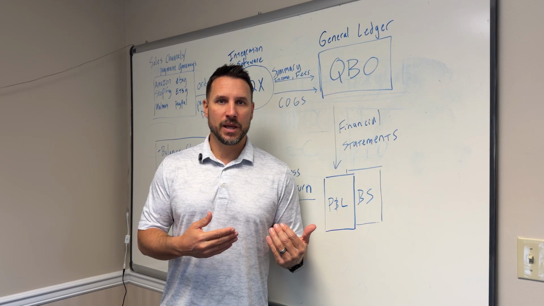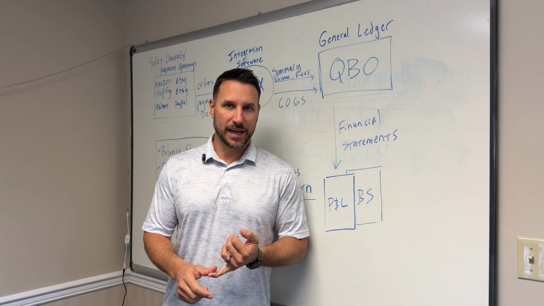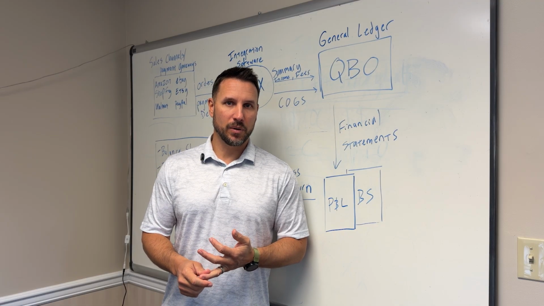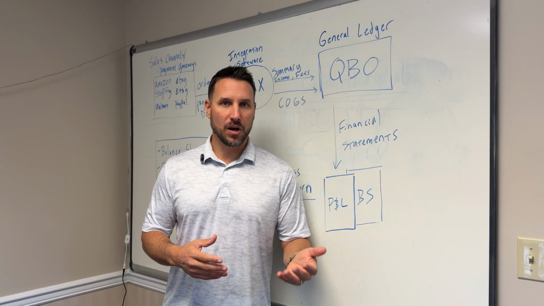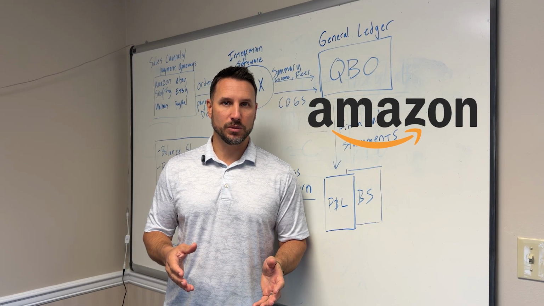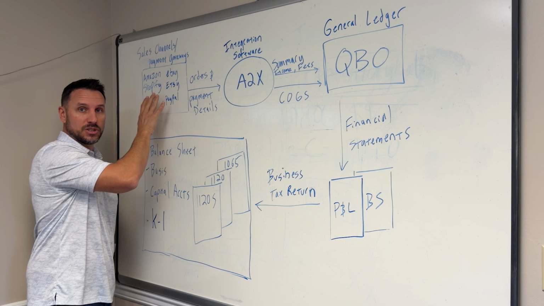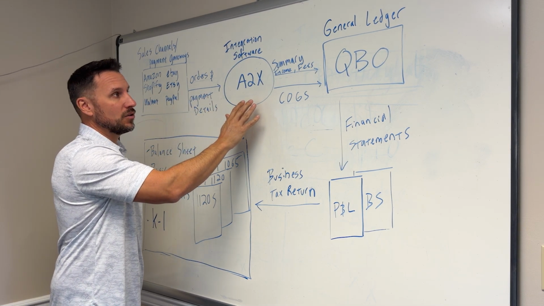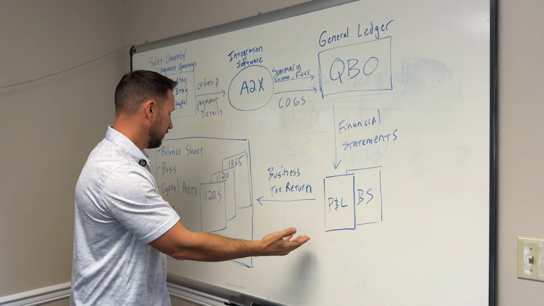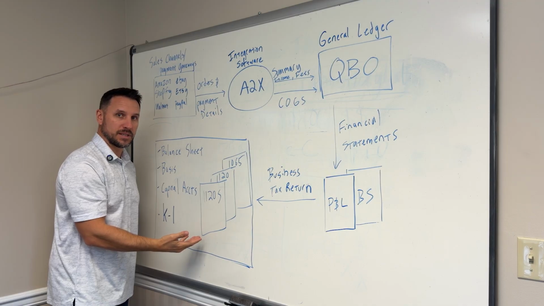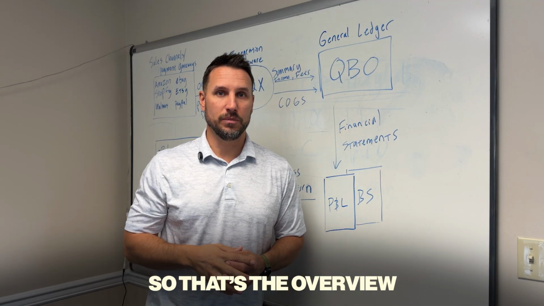This is a different system. This is for those who need to file a full business tax return because they've elected to be taxed as an S-Corp, a multi-member LLC, or a corporation, or for somebody that's branched out beyond Amazon and is now selling on multiple channels. This is the system that I use with my clients. In this system, you're going to be going from sales channels and payment gateways through your integration software to your general ledger to produce the financial statements and then to produce your business tax returns. So that's the overview. And let me go into the details a little bit more here.